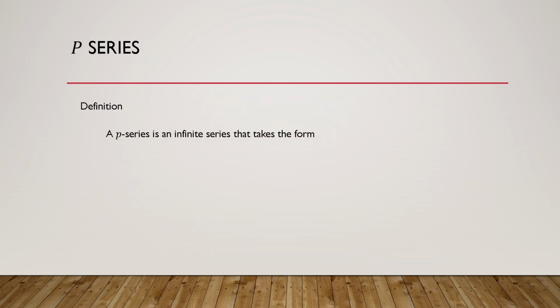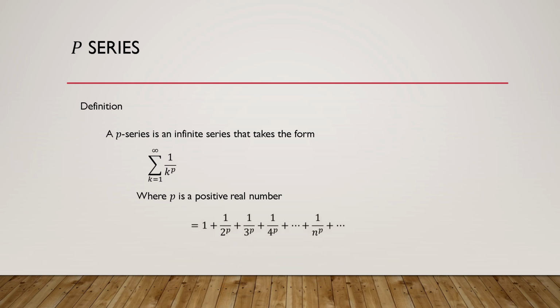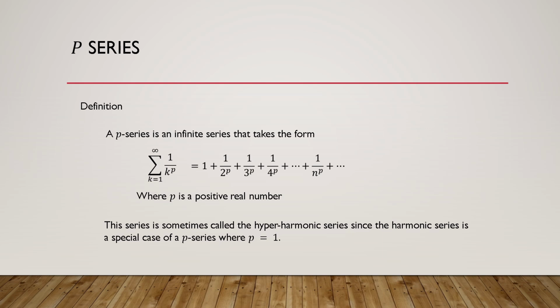A p-series is an infinite series that takes the form the sum from k equals 1 to infinity of 1 over k to the p, where p is a positive number. This sum will be 1 plus 1 over 2 to the p, plus 1 over 3 to the p, plus 1 over 4 to the p, and so on, including 1 over n to the p. This series is sometimes called the hyperharmonic series, since the harmonic series is a special case of the p-series where p equals 1.